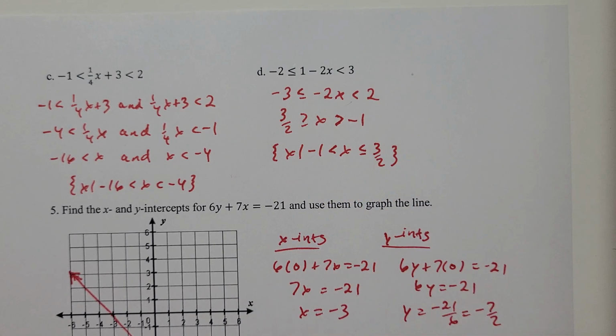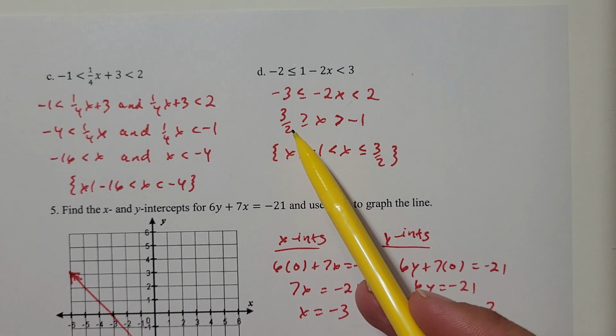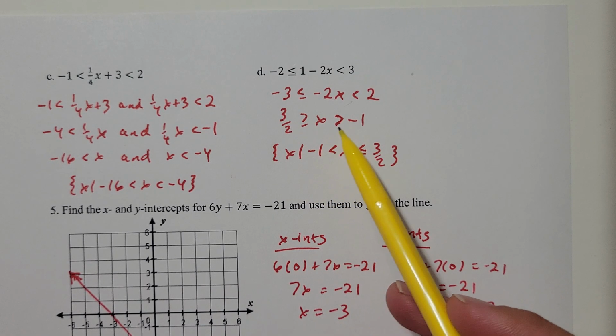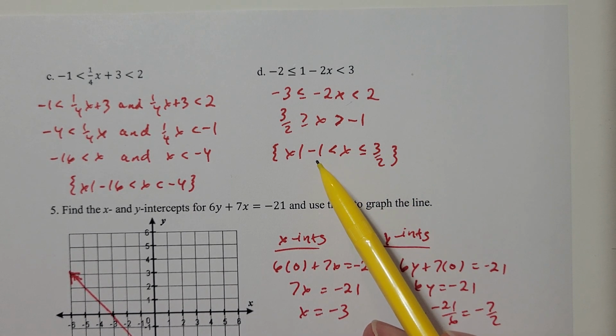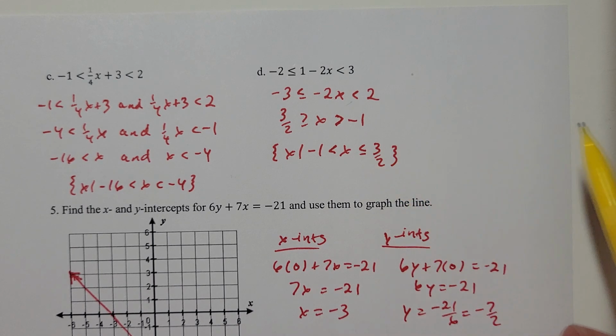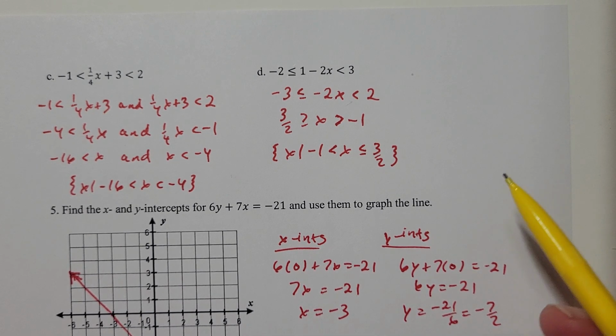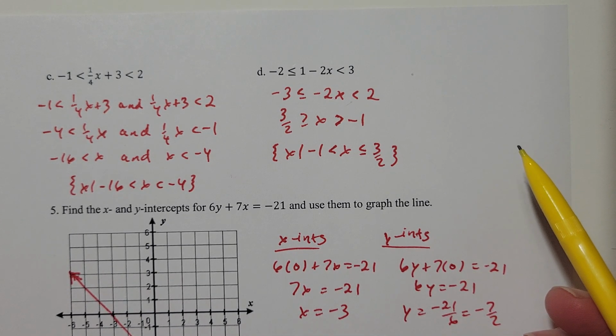Now, I could have, if I wanted to, said the set of all x such that 3/2 is greater than or equal to x greater than -1. That'd be fine. You're still saying the same thing. But usually, when you're reading a mathematical statement, you'll see the smaller numbers first and then the bigger numbers second. Now, if I'm using interval notation, which would be fine, then the order matters, right?